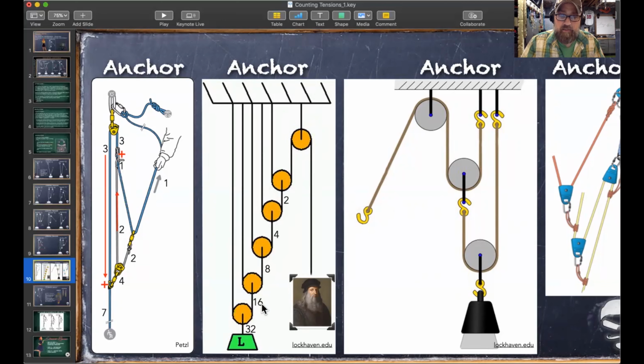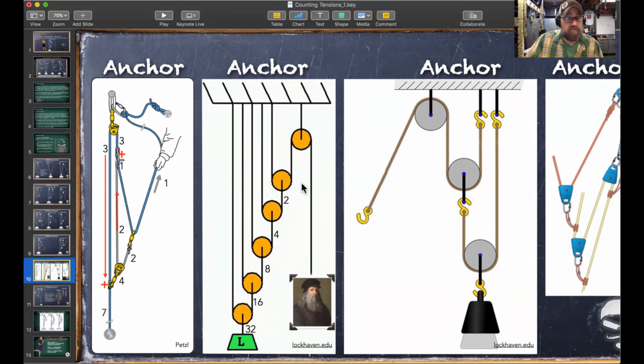8 goes in, 8 comes out, I got 16. 16 goes in, 16 comes out, and I've got 32. So when we look at that system, that is a bunch of different rope segments, right? But it maintains a really high efficiency. So is something applicable for what we're doing? Probably not. But in the end, it's good practice for counting your tensions.